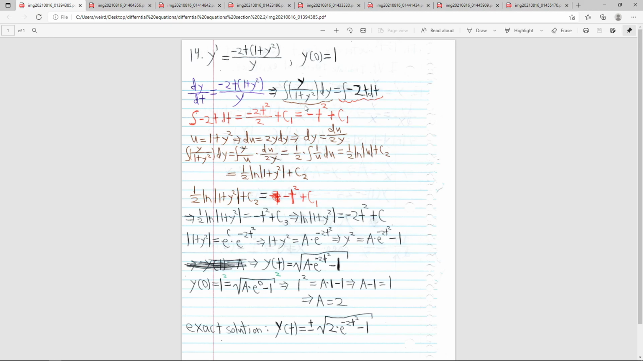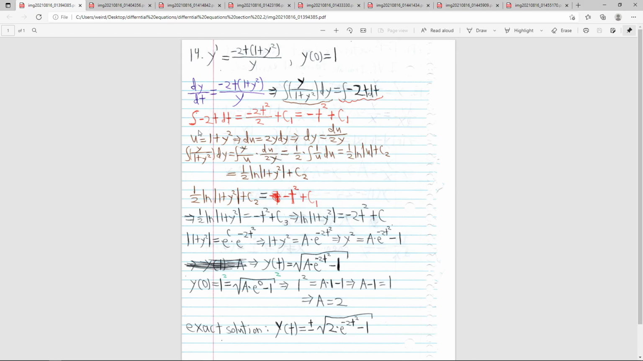What we do is basically multiply by y and divide by 1 plus y squared to get it separated. So we have the integral of negative 2t dt, which is very quick to do. It's a simple one: negative t squared plus c1.